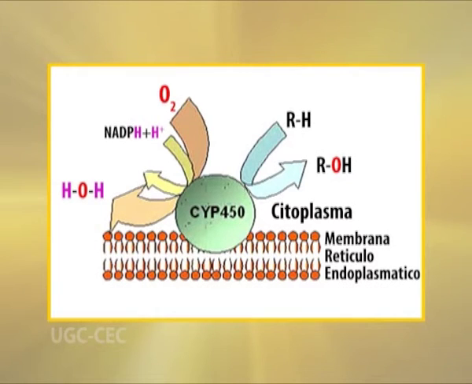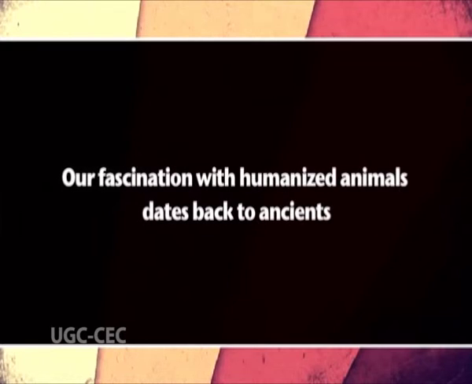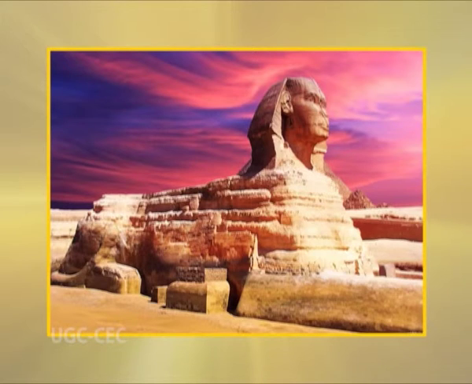Interestingly, many humanized mouse models have been generated for evaluating the function and regulation of cytochrome P450 enzymes. Our fascination with humanized animals dates back to the ancients. For example, the Great Sphinx of Giza, a large half-human and half-lion statue, is believed to have been built by Egyptians about 4,500 years ago.